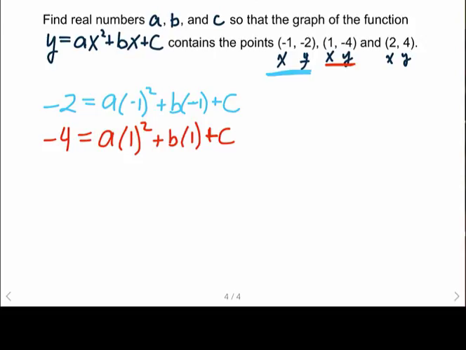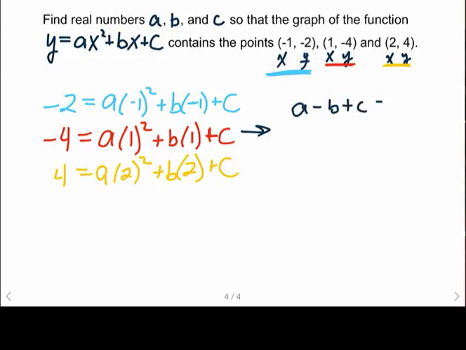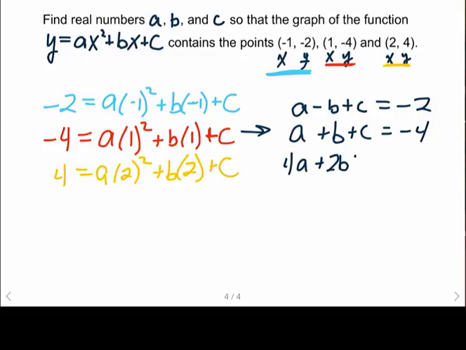Finally, we have the ordered pair (2, 4), where x is 2 and y is 4. That means when x is 2, y is 4. And so we have the equation 4 is equal to a times 2 squared plus b times 2 plus c. The first equation becomes a minus b plus c is equal to -2. The second equation becomes a plus b plus c is equal to -4. And the third becomes 4a plus 2b plus c is equal to 4.